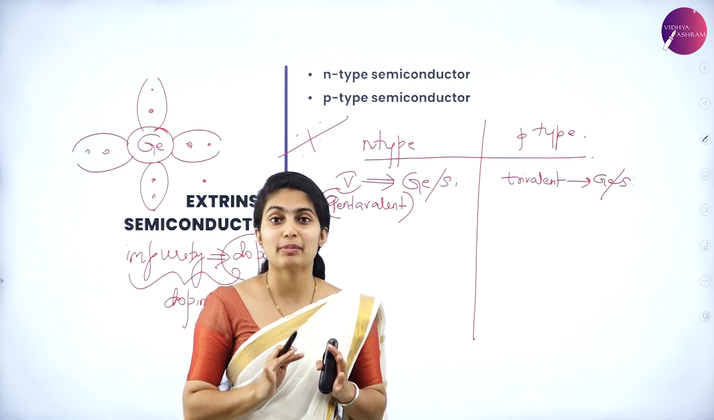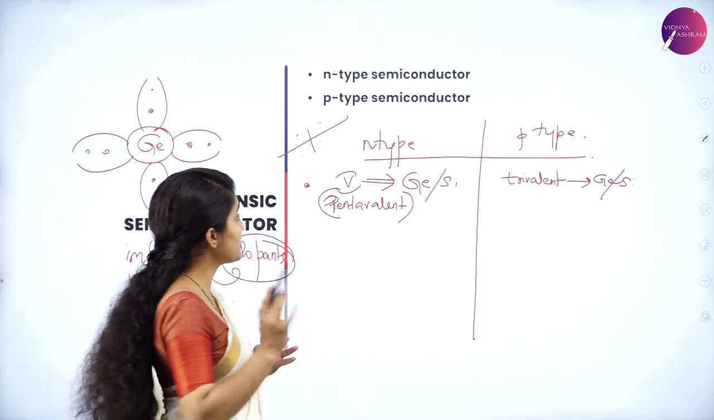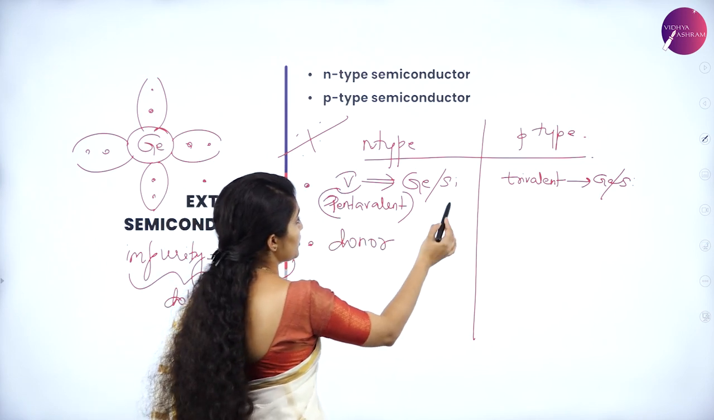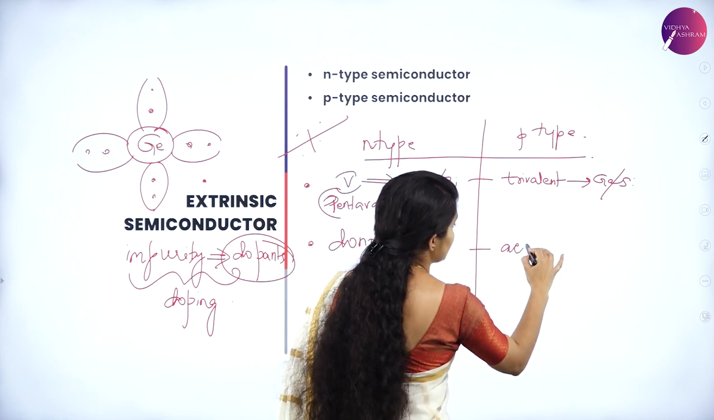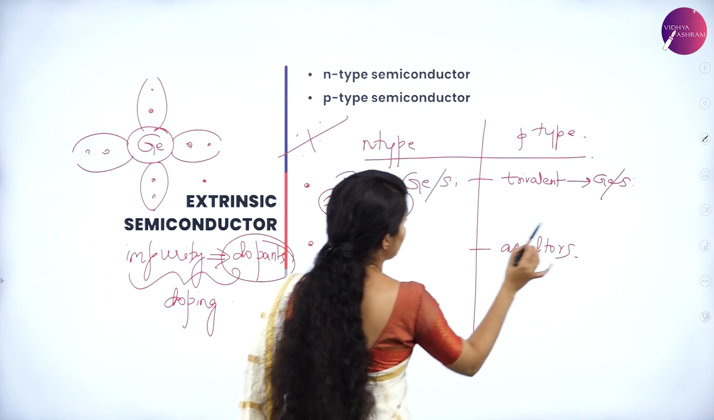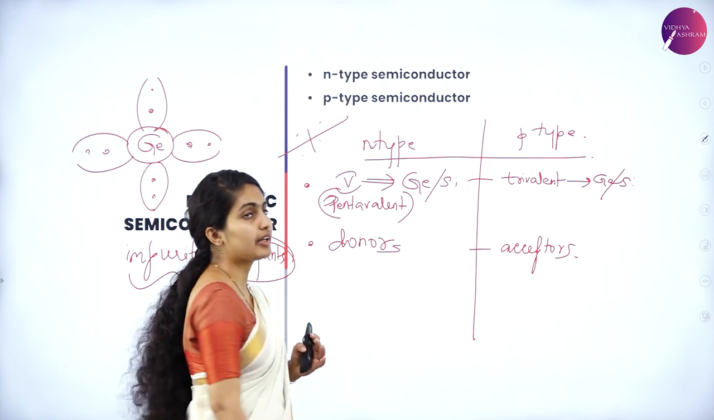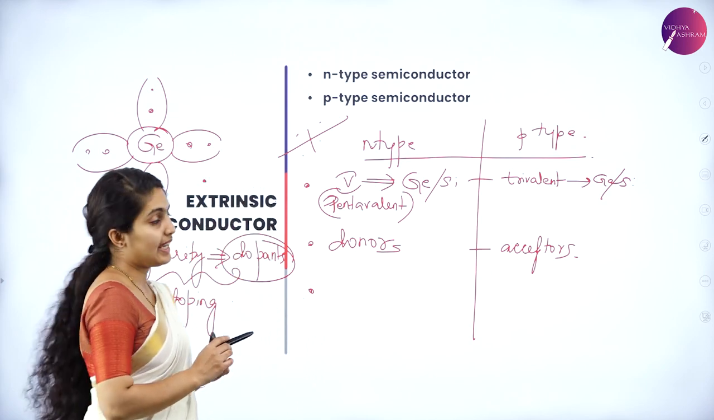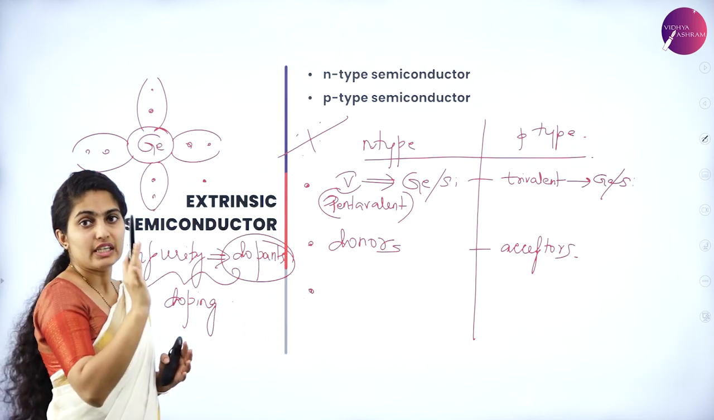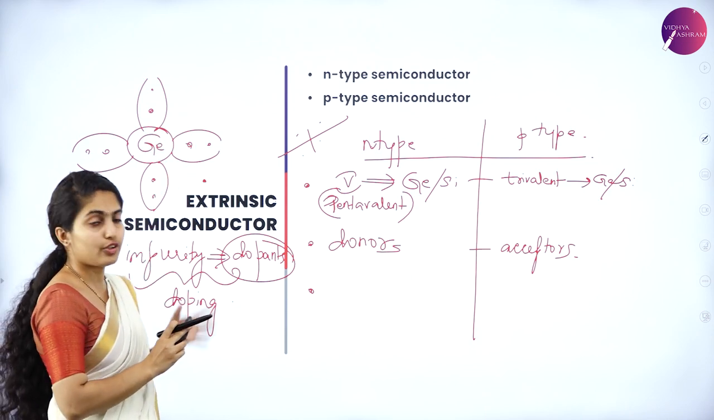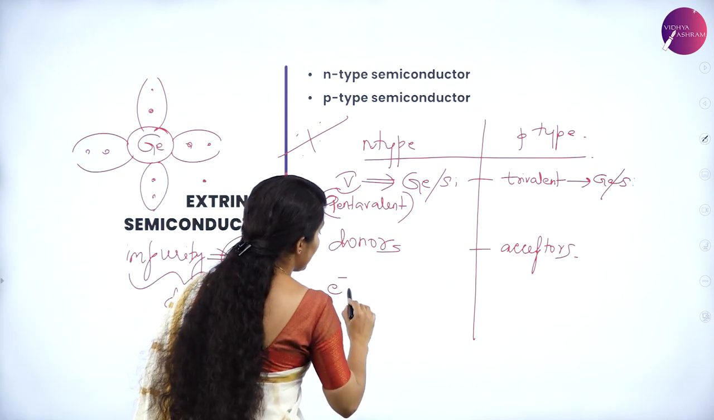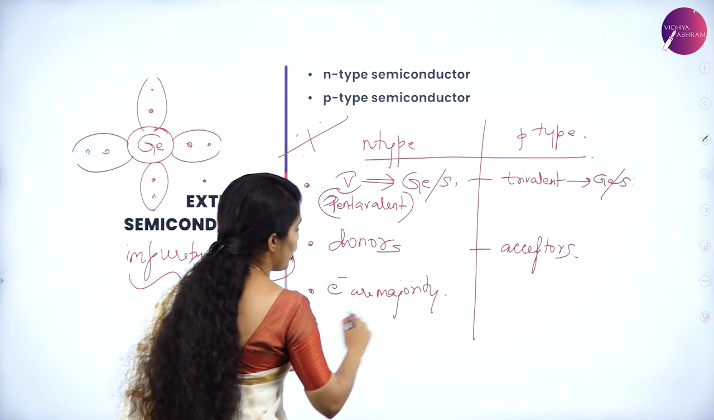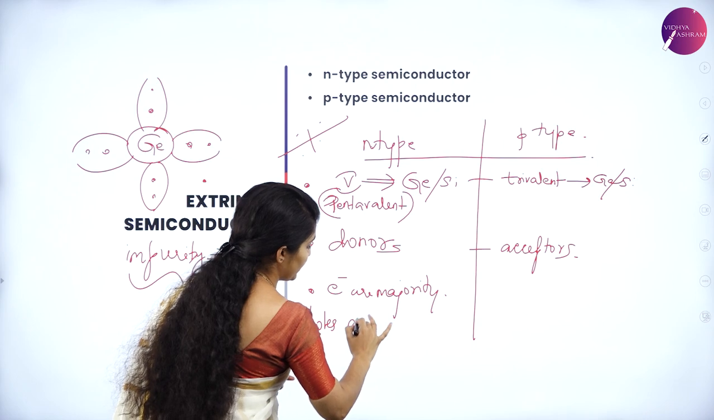So this type of semiconductor, that is the n-type semiconductor, can be called a donor, whereas the opposite of that will be acceptors. So p-type semiconductors can be called acceptors and n-type semiconductors can be called donors. And the third point: when you see this picture, the electrons are more over here. So you can say that in n-type, electrons are the majority charge carriers and holes are the minority.